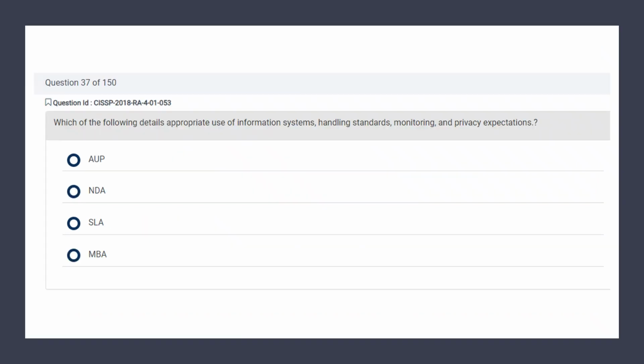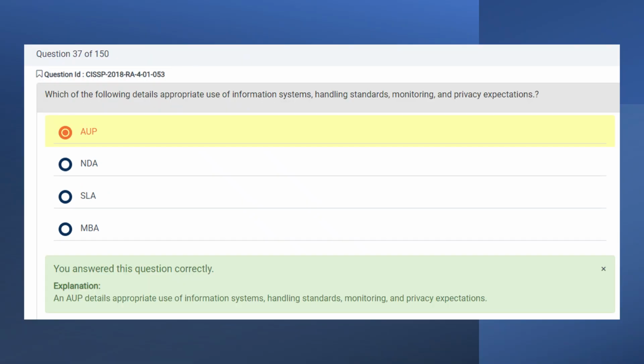Question 37. Which of the following details appropriate use of information systems, handling standards, monitoring, and privacy expectations? A. AUP, B. NDA, C. SLA, or D. MBA? The correct answer is A. AUP. An AUP, or an acceptable use policy, details appropriate use of information systems, handling standards, monitoring, and privacy expectations.